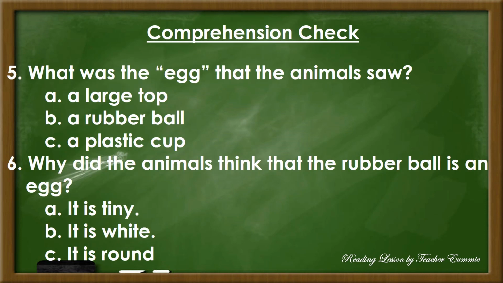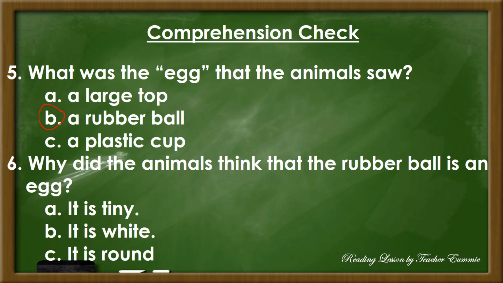Number 5. What was the egg that the animal saw? Is it A, a large top, B, a rubber ball, or C, a plastic cup? Okay, very good. Letter B, a rubber ball.